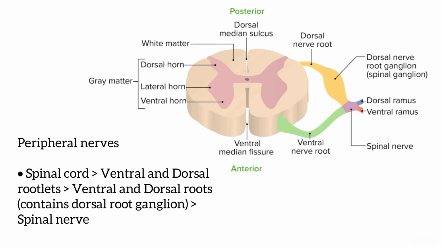Now let's talk about the nerves arising from your spinal cord. So these are considered peripheral nerves, and we specifically call them your spinal nerves. So they come from your spinal cord through your ventral and dorsal rootlets, your ventral and dorsal roots that may contain your dorsal root ganglion, and eventually that will merge and become your spinal nerve.